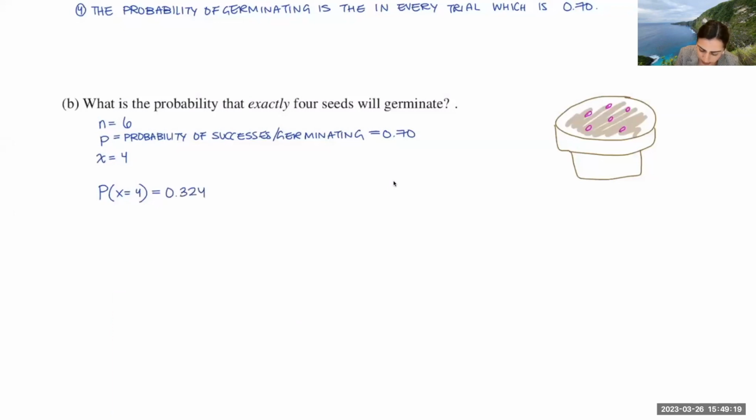0.324. Let's go ahead and write this as a sentence. The probability that exactly 4 seeds would germinate out of 6 is 0.324, or 32.4%.